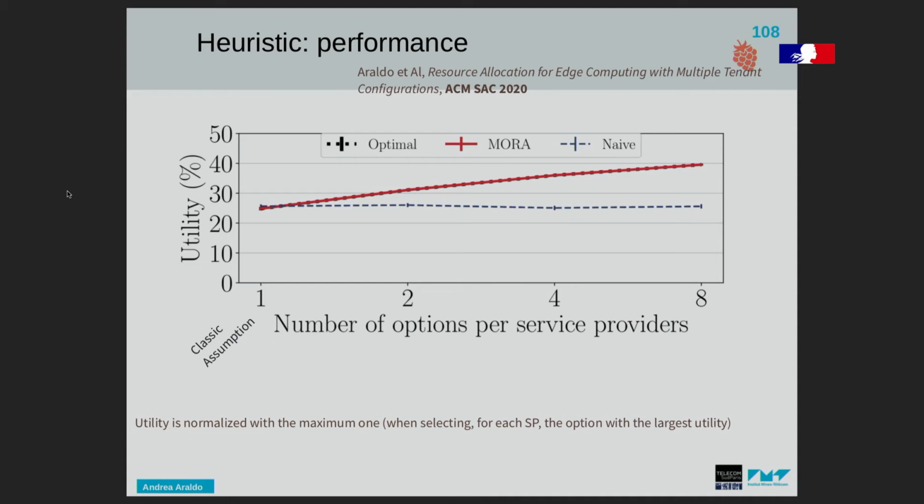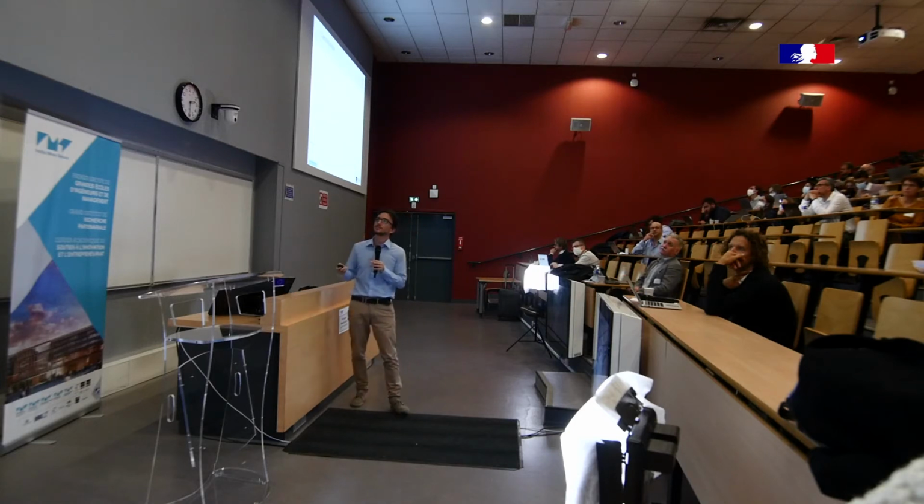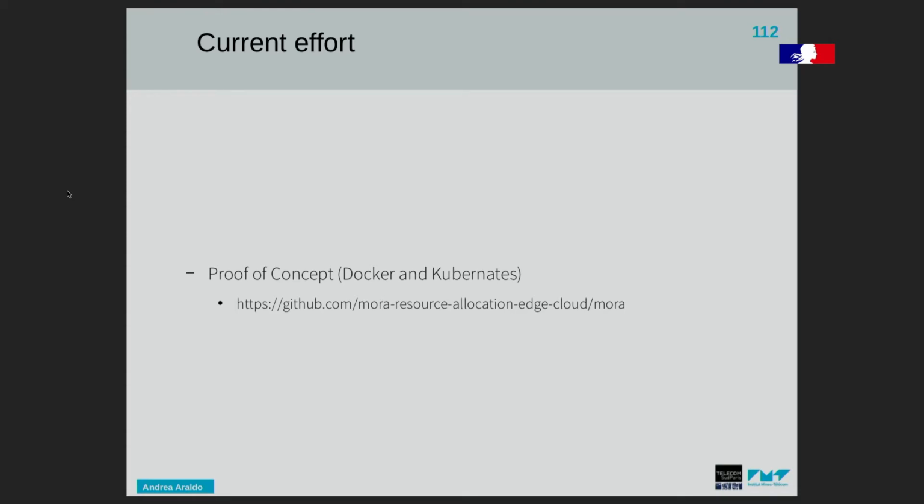So you see that what is classically assumed is that one service provider corresponds to one configuration only, and the utility of the system is quite low, while if we let services express the different options so that the network operator can choose the best for each one, we can increase a lot the overall utility of the system. And in this case, the utility we assumed is upstream traffic savings. And currently we are implementing these concepts using Docker and Kubernetes.